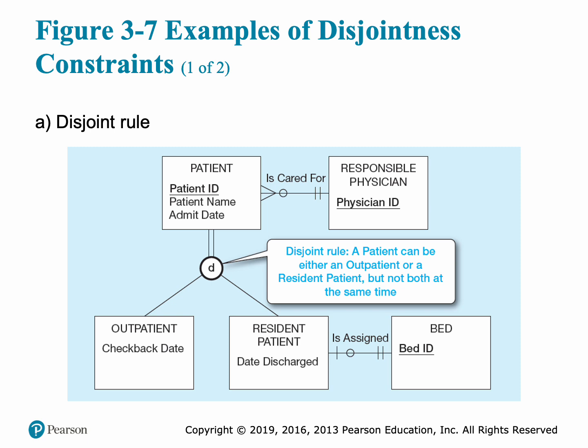Here we see a disjoint, not overlap, rule regarding patients. A patient cannot be both a resident and an outpatient. Must be one or the other, at least not at the same time. Of course, it is possible for a patient to be a resident for a period of time and then change to an outpatient or vice versa, but the patient cannot be both simultaneously.